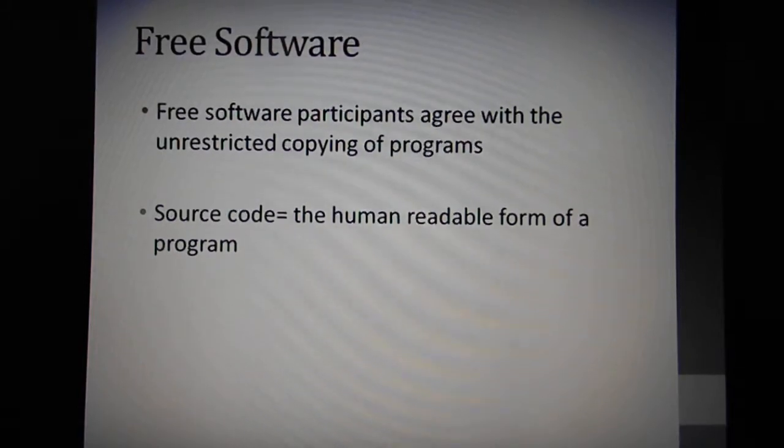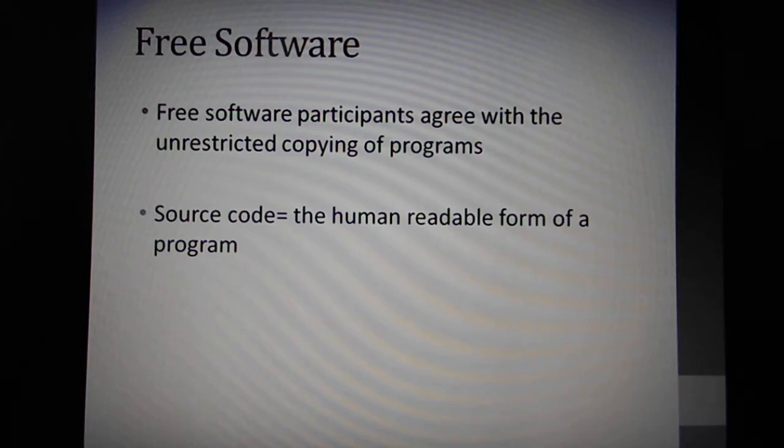According to Baase, free software is an idea, an ethic, advocated and supported by a large, loose-knit group of computer programmers who allow and encourage people to copy, use, and modify their software. Typically, there is no charge for using free software, yet the idea of free software mainly stands for the freedom we have when it comes to using it. Free software participants agree with the unrestricted copying of programs and making the human readable form of a program, also known as the source code, available to the public.